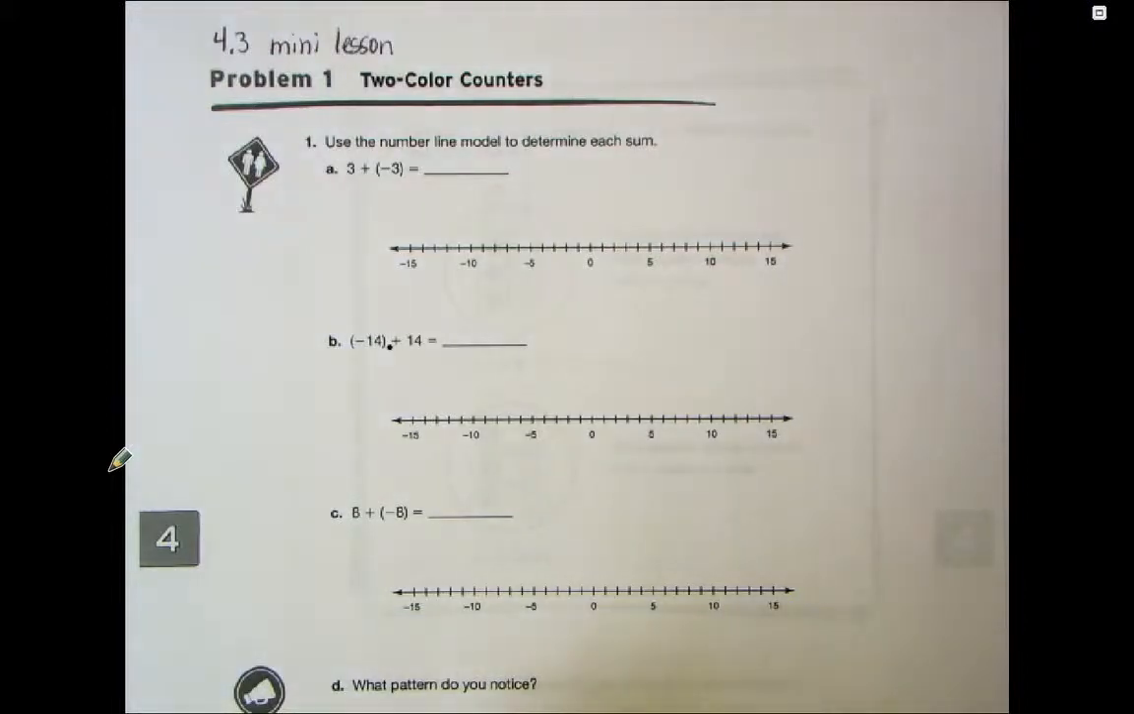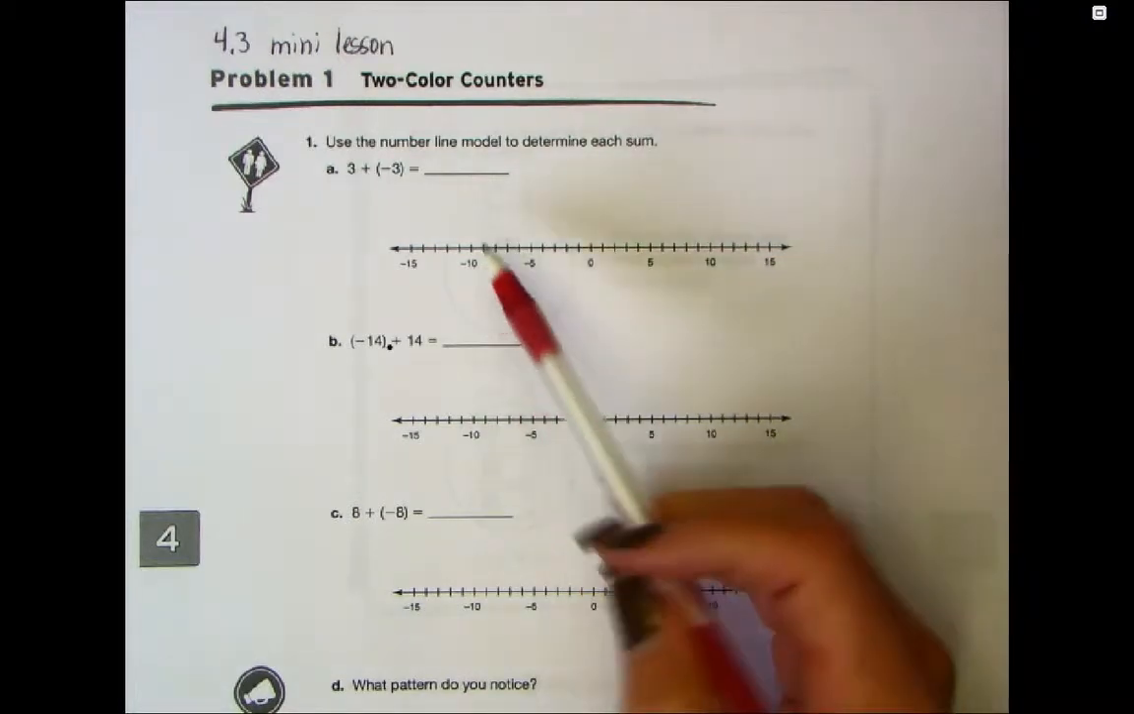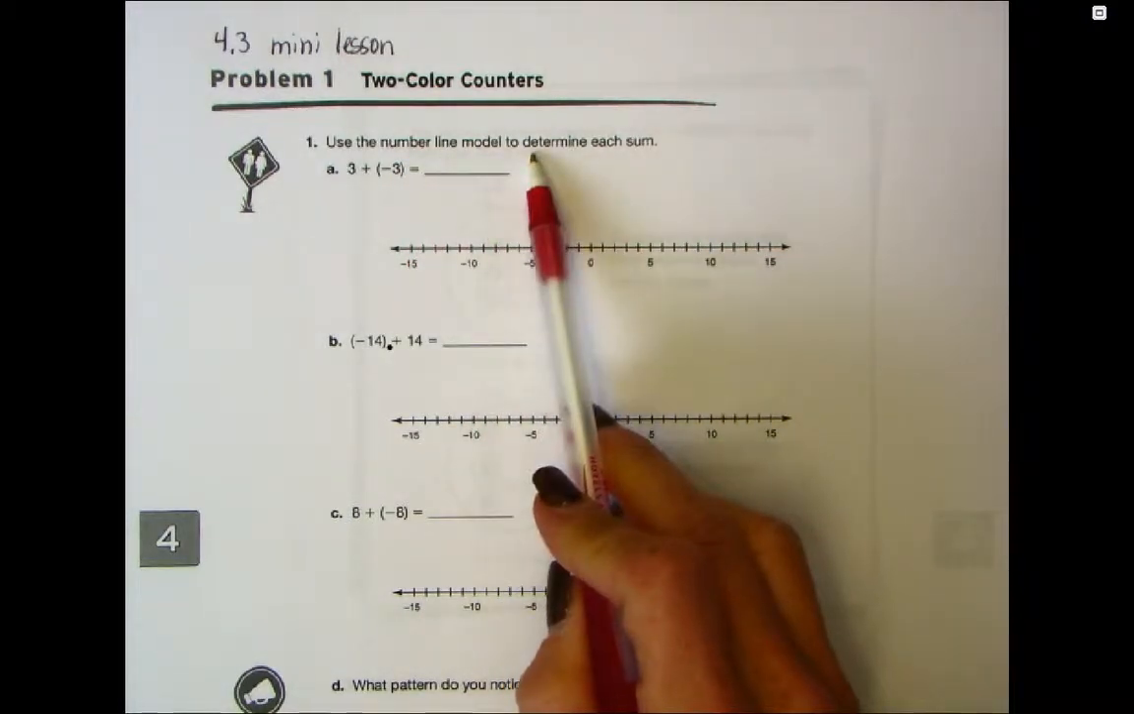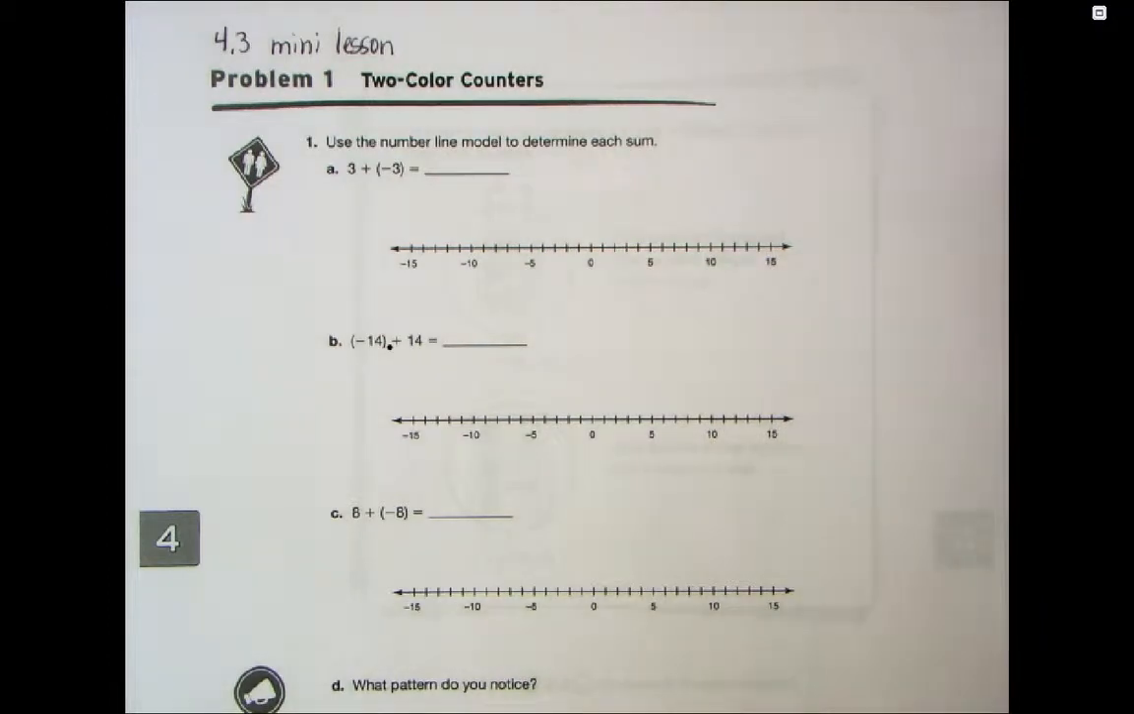This is the mini lesson for 4.3. So yesterday we worked with number lines. Today we're going to use colored counters. Using a number line, we are going to determine each sum.